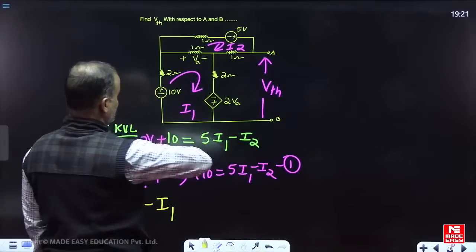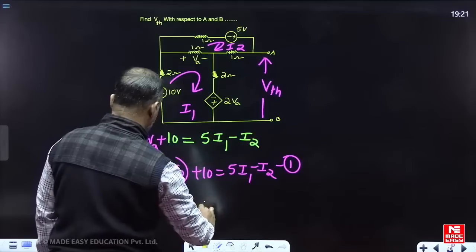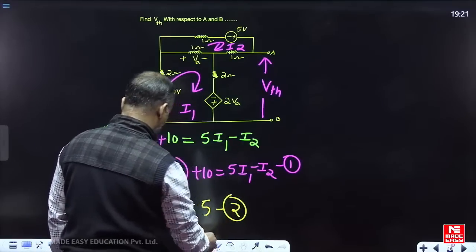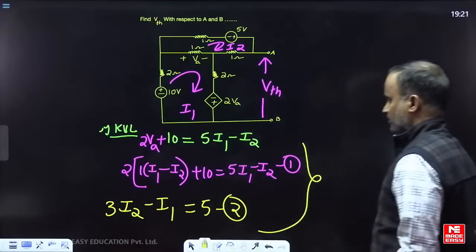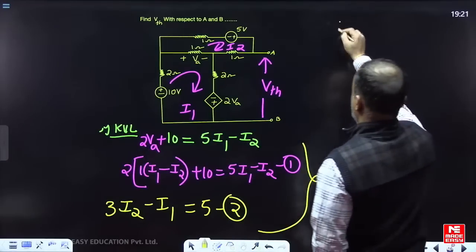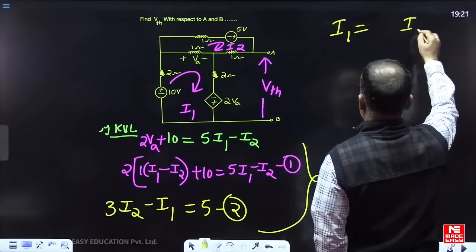I1 and I2 are in opposite directions. Lower potential to higher potential is voltage rise. See, I have given all the hints. Now you can solve, right? Check. Solve equations 1 and 2 and find the values of I1 and I2. Give the answers for I1 and I2.